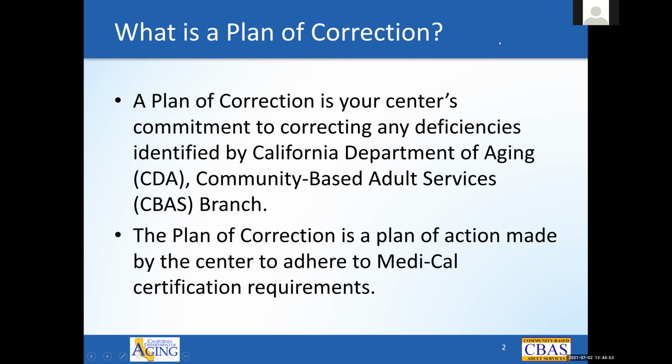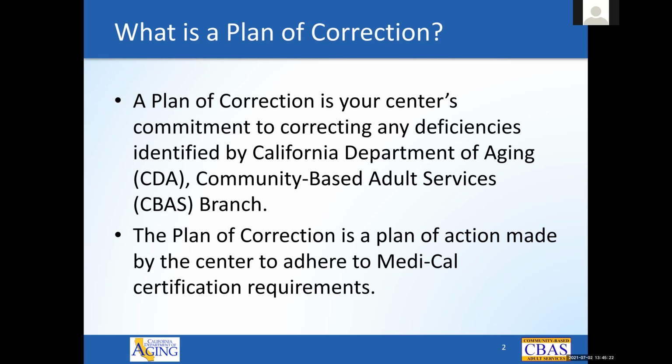So today we will be discussing the plan of correction, and we'll look at what is a plan of correction. A plan of correction is your center's commitment to correcting any deficiencies identified by the California Department of Aging Community-Based Adult Services branch. The plan of correction is a plan of action made by the center to adhere to Medi-Cal certification requirements. The plan of correction is comprised of 5 elements, which we will go over here today.